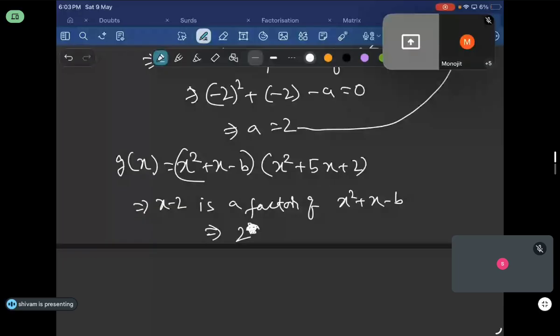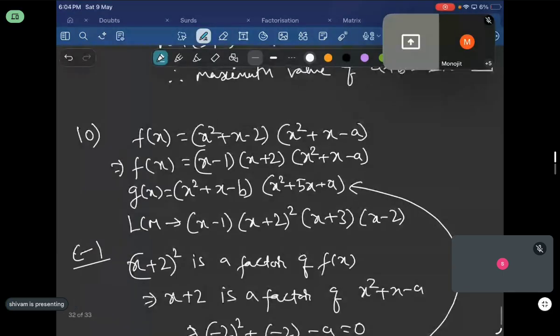So I've got f of x equal to, sorry, f of x equal to x square plus x minus 2 into x square plus x minus 2. Right, tell me everyone. x square plus x minus 2 into x square plus x minus 2. Just check.